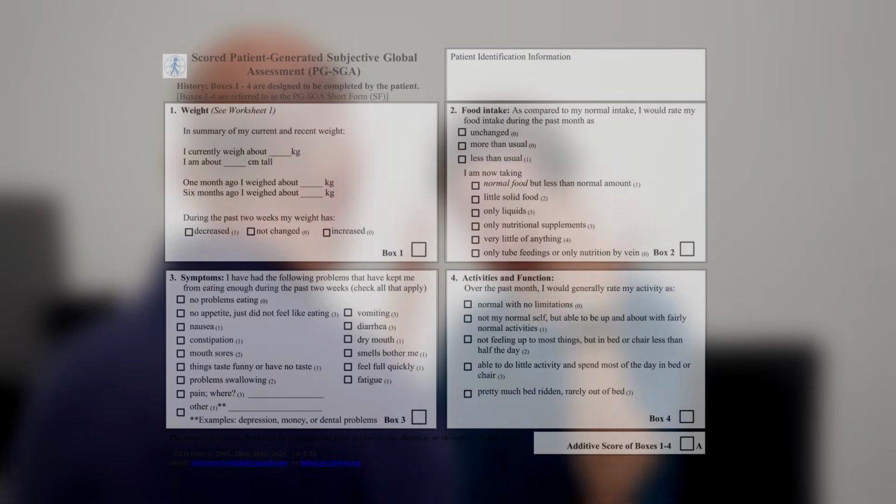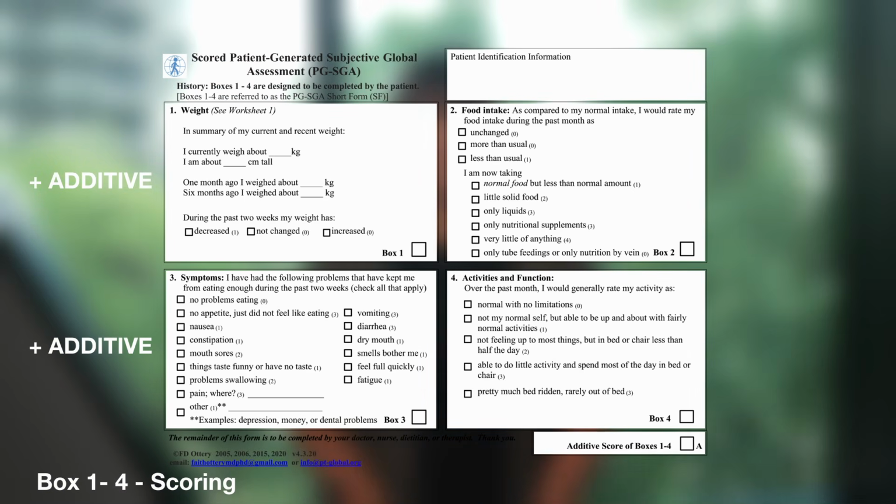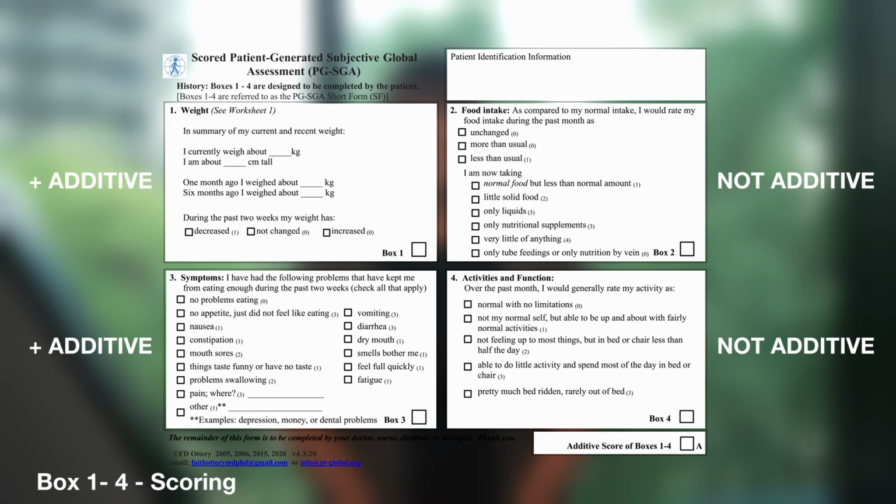Boxes 1 to 4 are scored by the clinician using the following rules. Boxes 1 and 3 are additive. Add all points within each box together to determine the box total. Boxes 2 and 4 are not additive. Record only the single highest score selected for each box. Note that both the additive boxes are on the left-hand side of the form and the not additive boxes on the right side. This makes it a bit easier to remember.